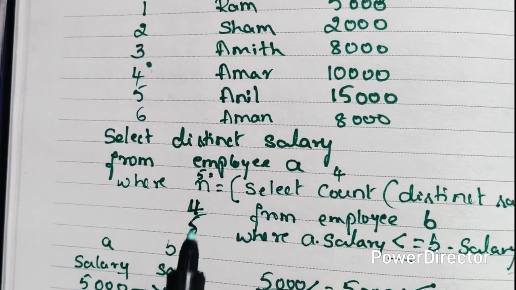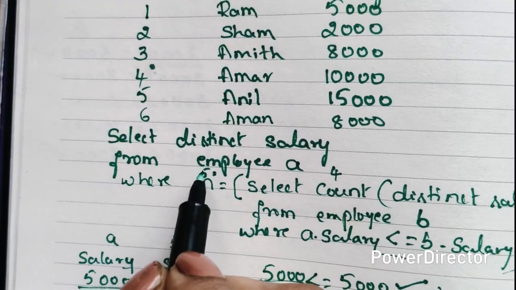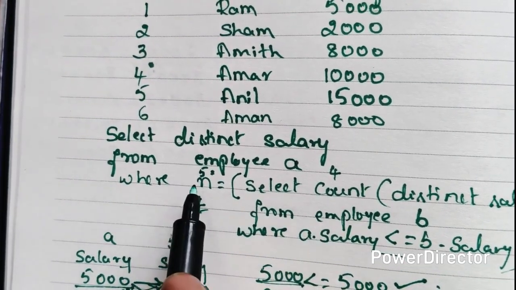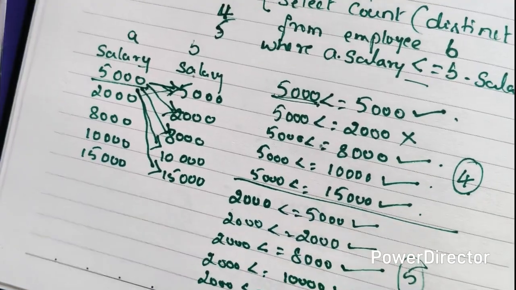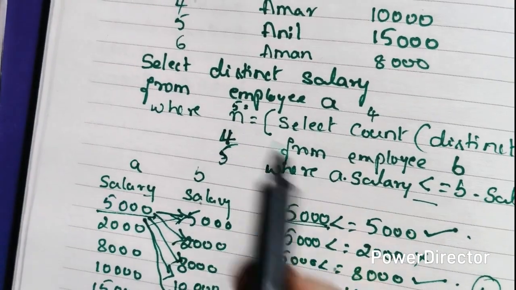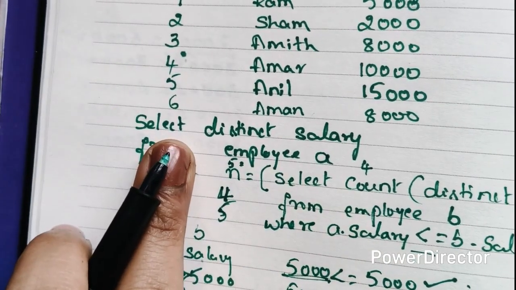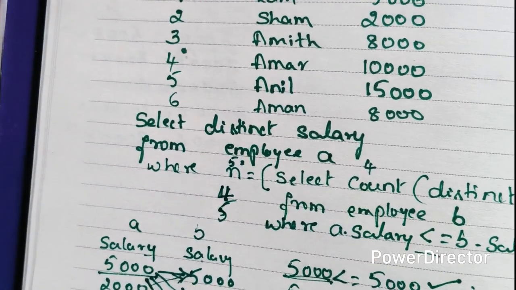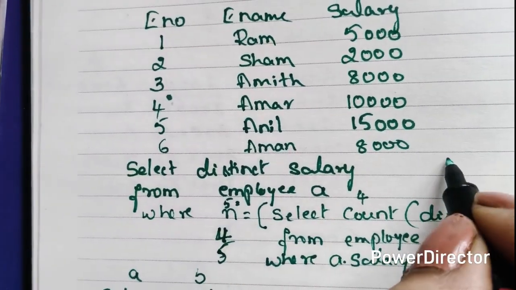So if in the interview they ask to calculate the fifth maximum salary, then in place of n you will write 5. So 5 is equal to, this inner query value should be equal to the left side, the outer query value. If 5 is equal to 5, then it will take that count. So 5 is equal to 5, correct? If the condition is true, what will the outer query do? It will take that particular distinct salary. What is that distinct salary? It is 2,000. So the fifth maximum salary is 2,000.